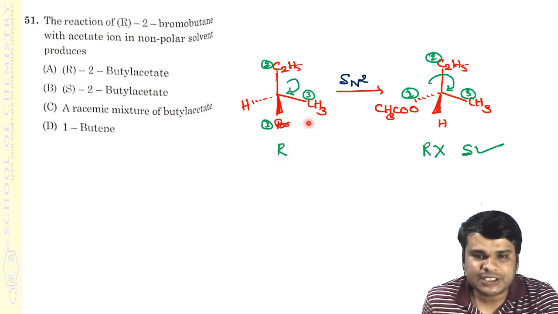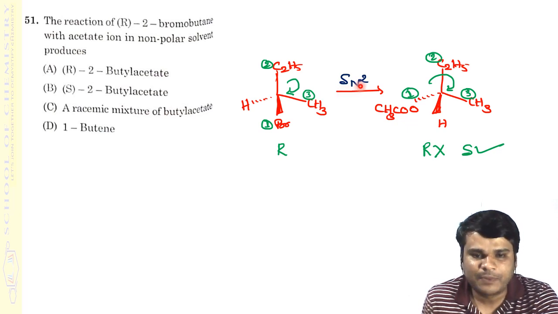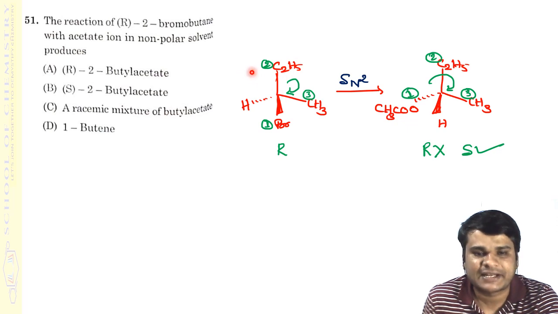Right? So now this, if it undergoes a nucleophilic substitution reaction via the SN2 mechanism, right? Let's assume that this bromine is towards the observer. So in the SN2 mechanism, the incoming nucleophile has to approach from the rear side.